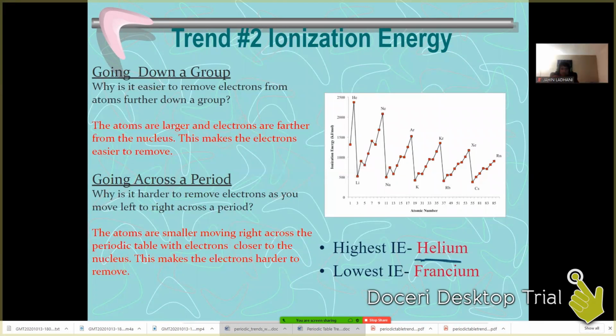So helium has the highest ionization energy. That means it's hardest to remove an electron. Francium has the lowest, so that would be the element that is easiest.